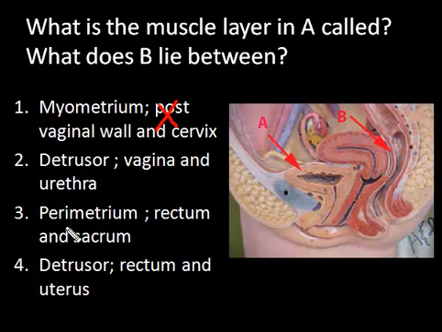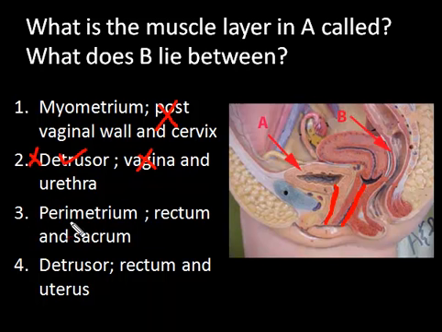Let's look at the second statement, which has detrusor. So yes, the muscle of the bladder is called the detrusor. But B, it says here, lies between the vagina and the urethra. Now this is the vagina and this is the urethra. But B is not lying between those two. So this is wrong. So hence this entire statement is wrong.